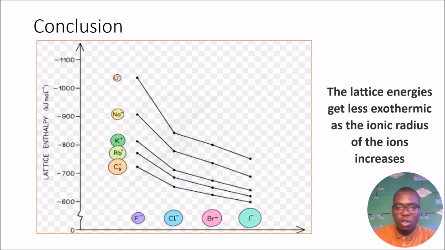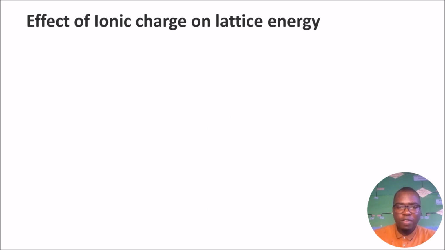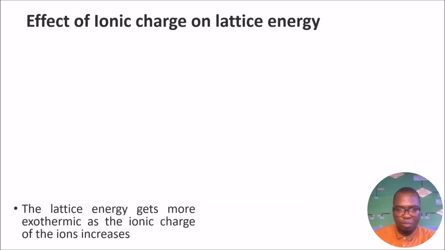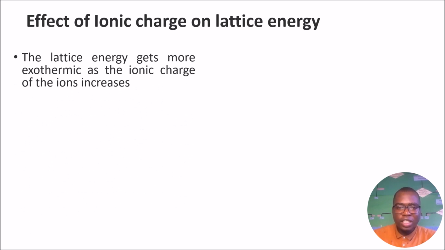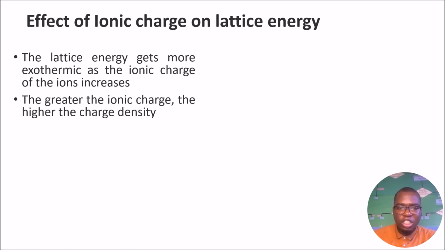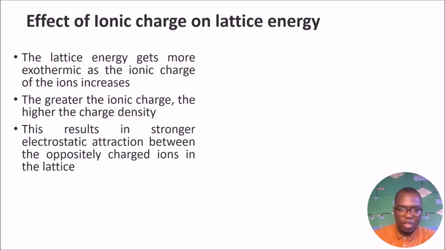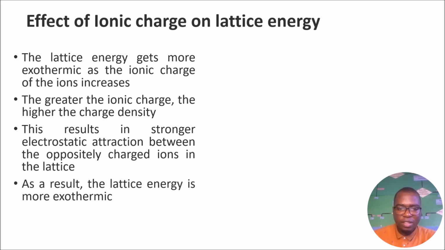In conclusion, we are saying the lattice energies get less exothermic as the ionic radius of the ions increases. Let's look at the effect of ionic charge on lattice energy. The lattice energy gets more exothermic as the ionic charge of the ions increases. The greater the ionic charge, the higher the charge density. This results in stronger electrostatic forces of attraction between the oppositely charged ions in the lattice. As a result, the lattice energy is more exothermic.